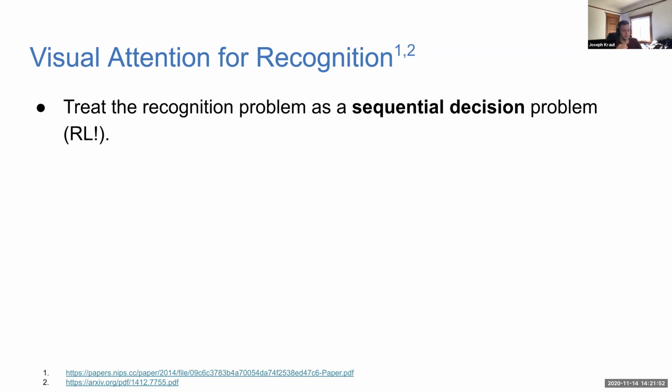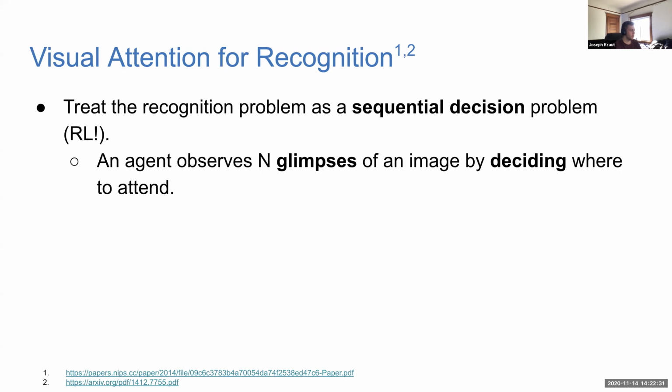And so their formulation of this problem is we can treat the recognition problem as a sequential decision problem. And I have in parentheses RL. If you haven't seen reinforcement learning or RL before, don't worry about it. But if you have, that's what you should immediately be thinking when you see sequential decision problem. Essentially, we train a model to make a series of decisions about where in the input image to look, so that it gains more information about what the true class of the object might be over those glimpses at the image.